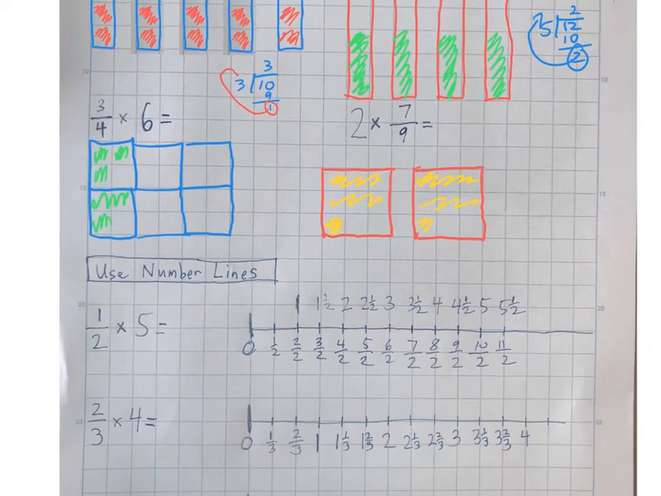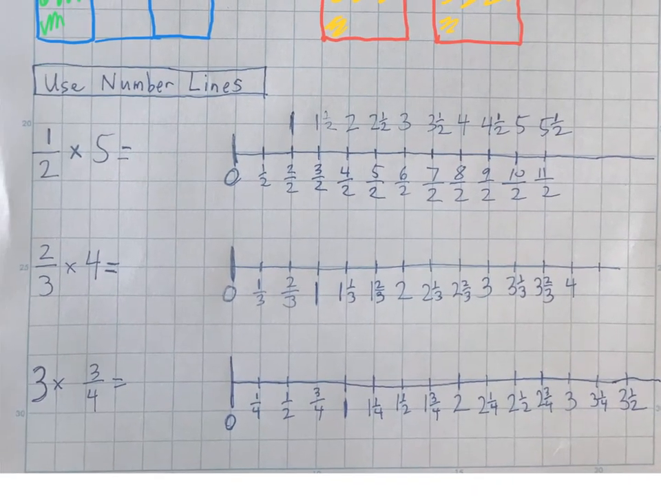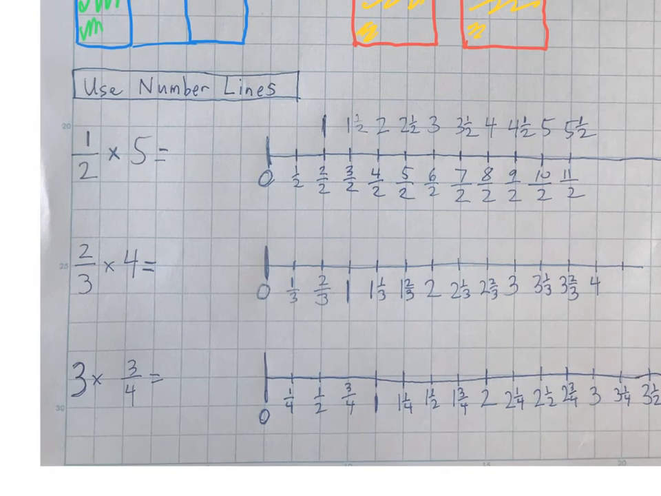But let's also try using number lines. Okay, and I made your number lines for you here. So we just need to kind of show what we're doing. So 1/2 times 5. This first one, I put both the improper fractions and the mixed numbers here. So we're doing 1/2 times 5. And these are all 1/2. 1, 2, 3, 4, 5. And the answer is 5/2, or the mixed number, 2 1/2. And that makes sense because really what is half of 5?